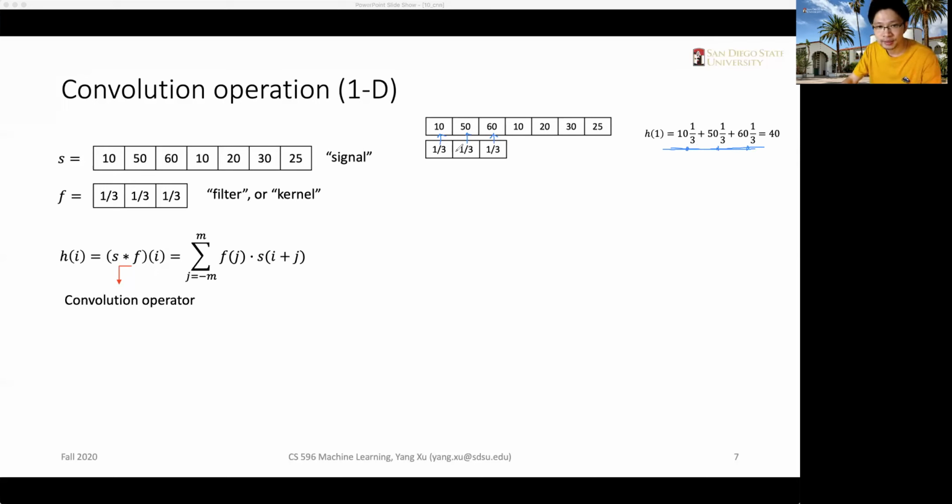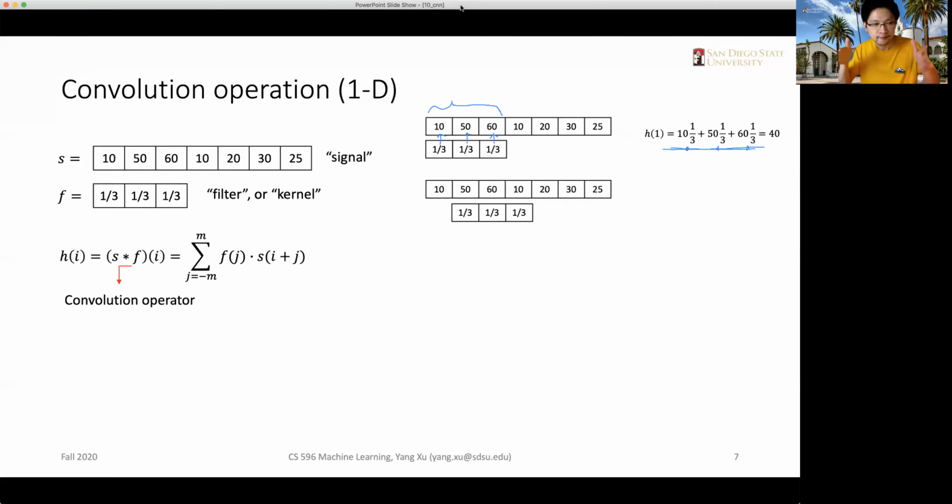The three elements in the filter are identical, 1/3 for each element. And the elements in the first segment in the input are 10, 50, and 6. Okay, so that's how we get the first element in the output, which is 40. That is the first step. And the remaining steps are more or less the same thing, but we should move the filter one grid to the right. Like a sliding window, we slide the filter window one grid towards the right.